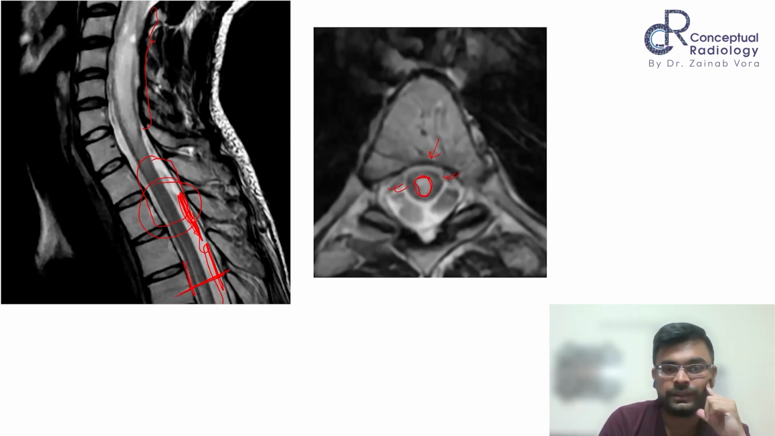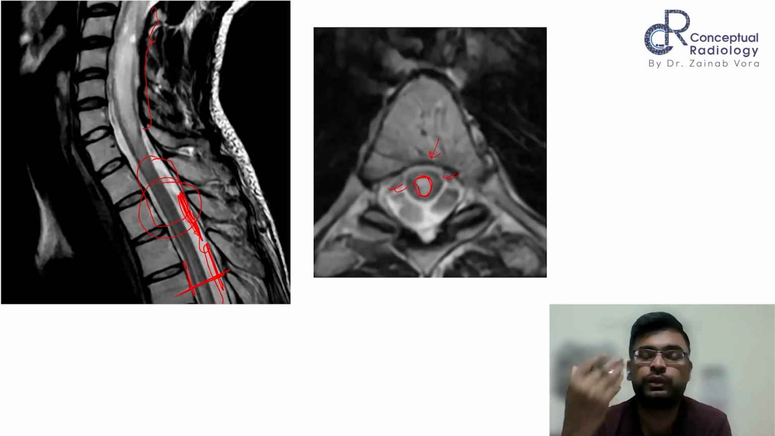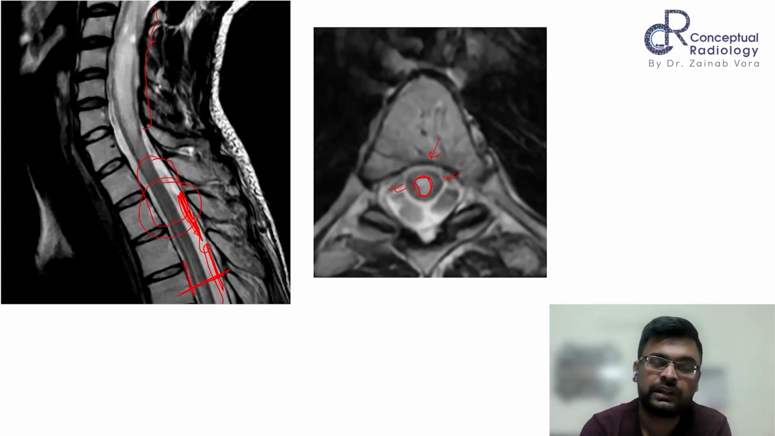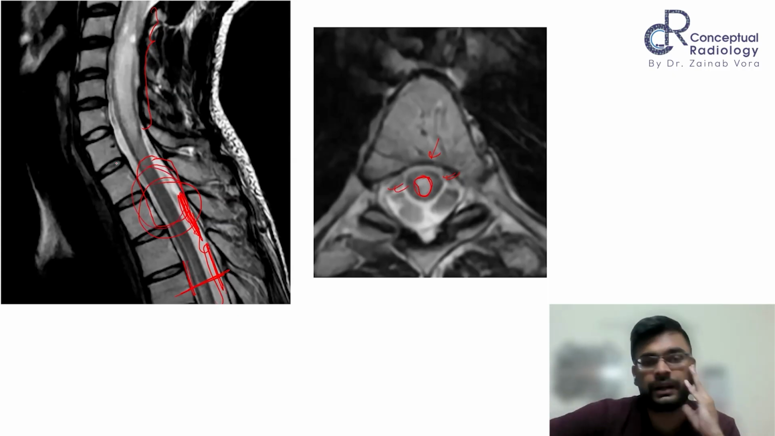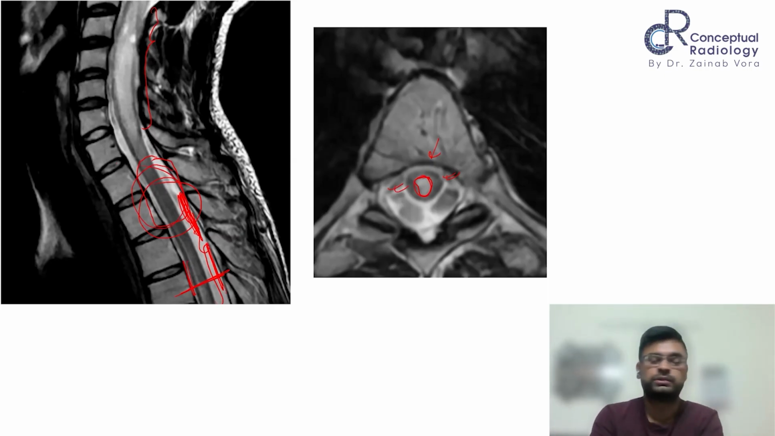Okay, guys, any other differential? A young female, a longitudinally extensive lesion, and we are seeing a relatively normal cord parenchyma in between. NMO, perfect. Very good. So this is actually a case of neuromyelitis optica.